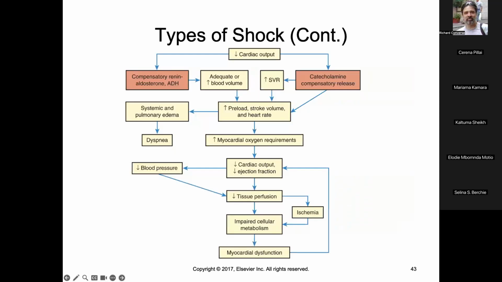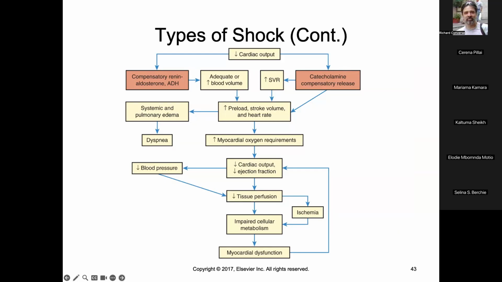So we can see the different types of shock, right? We've got a reduction in cardiac output, all right? So either we're dropping the heart rate or the stroke volume. We see compensatory renin-angiotensin-aldosterone kick in, and then we see the sympathetic division of the autonomic nervous system kick in. And what are we going to do? We're going to increase blood volume, and that's going to help to increase blood pressure. And with catecholamine release, we're going to increase the stroke volume, and we're going to increase the ejection fraction.